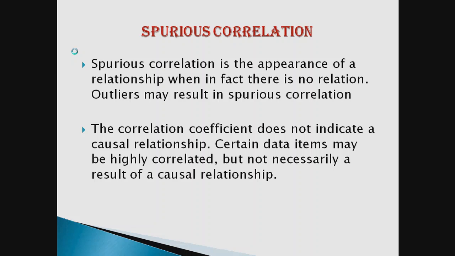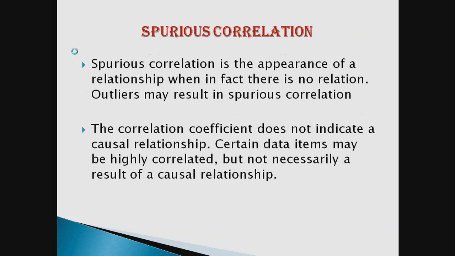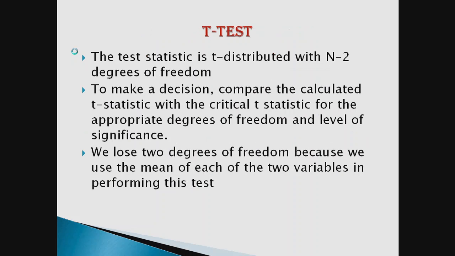The correlation coefficient does not indicate a causal relationship. Certain data items may be highly correlated but not necessarily as a result of a causal relationship. So in order to test the relationship between the two variables, we have to do a t-test. The t-statistic is t-distributed with n-2 degrees of freedom. n-2 degrees of freedom is taken because there are two variables x and y, where n shows the sample size.